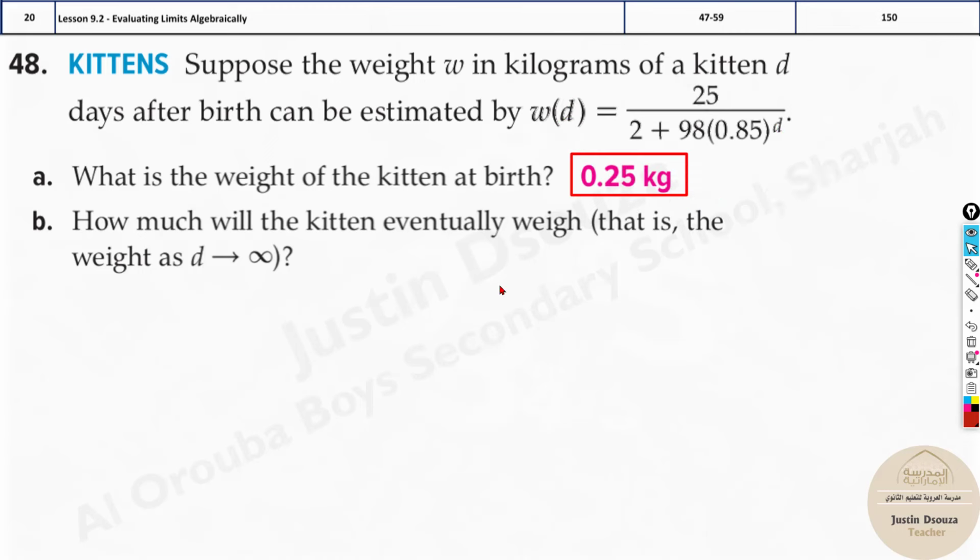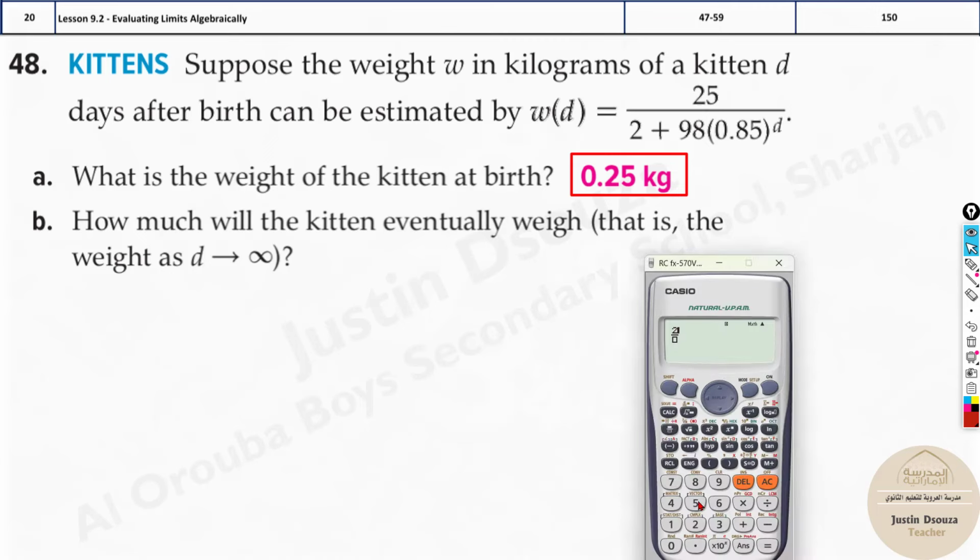Now, how much will the kitten eventually weigh? That is the weight as d tends to infinity. So what happens is in cats or dogs, generally after they grow to a particular size, their weight remains constant. I mean, here and there some grams might vary, but the maximum weight of each breed or species is found out, right? So just put infinity over here. You can just check it in the calculator. I'll just do this in the calculator now.